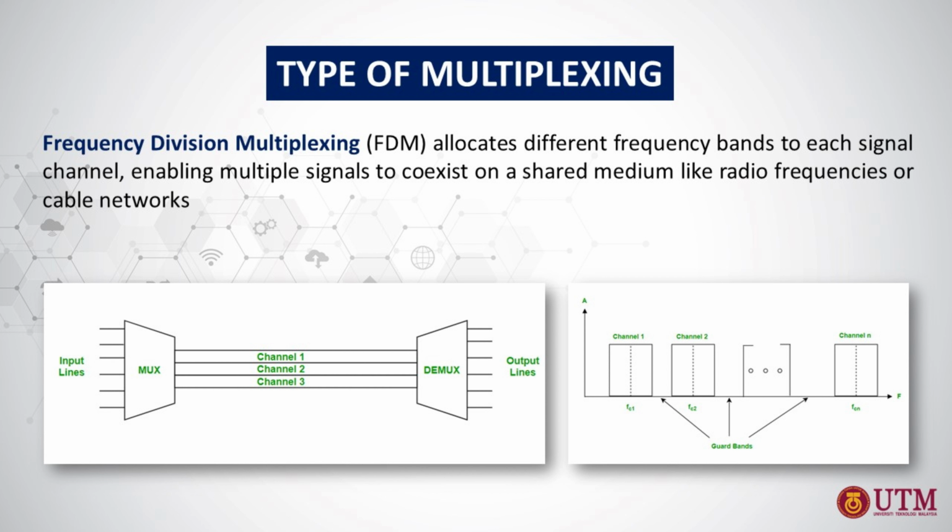FDM is commonly used in radio communications, where different radio stations are assigned specific frequency bands for transmission. It is also employed in cable television networks to combine multiple TV channels into a single cable for distribution to homes, optimizing the use of the cable's bandwidth.